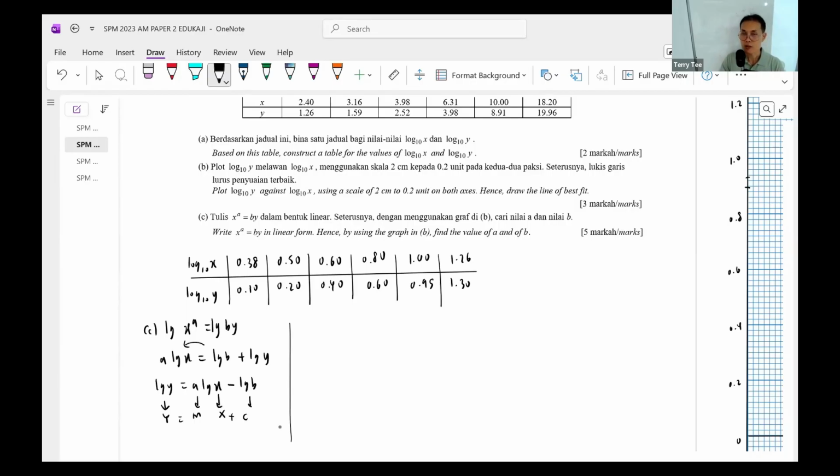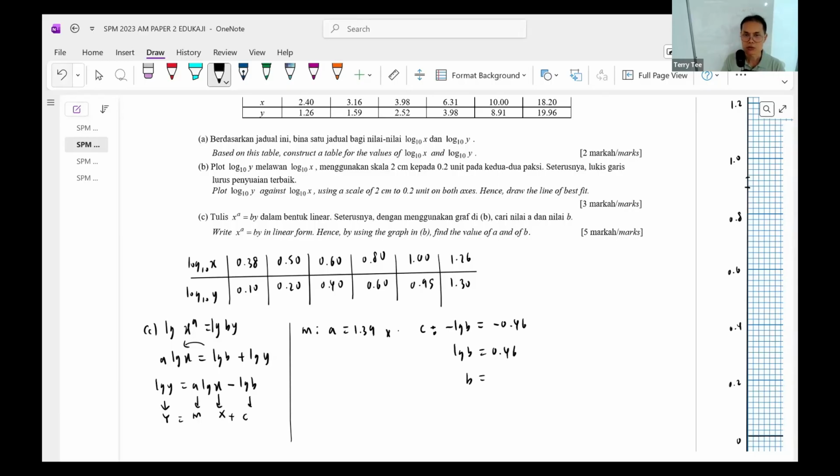Okay, we're supposed to find two things from the graph: gradient and y-intercept. My gradient from the graph is 1.39. So a is 1.39. Now guys, your answer may be 1.4, slightly different is okay. Then what's your y-intercept? From my equation, my y-intercept is negative lg b. From my graph, negative 0.46. So we can cancel this 0.46.